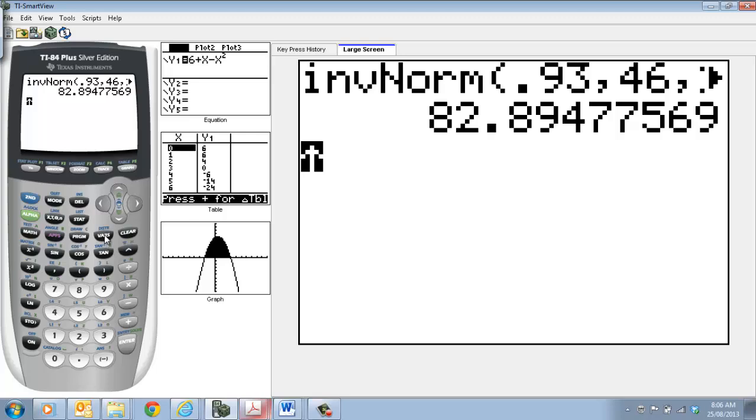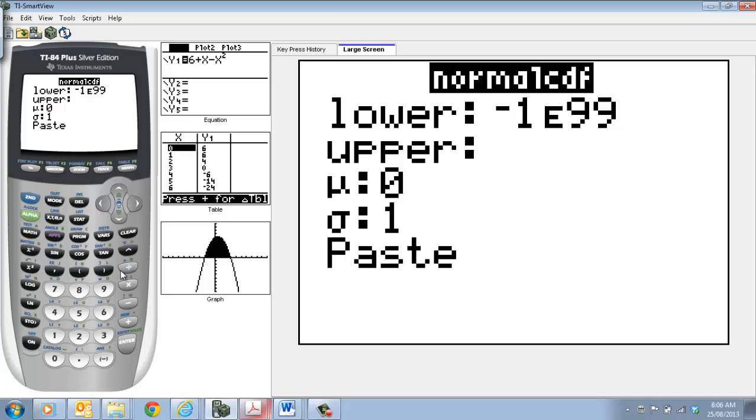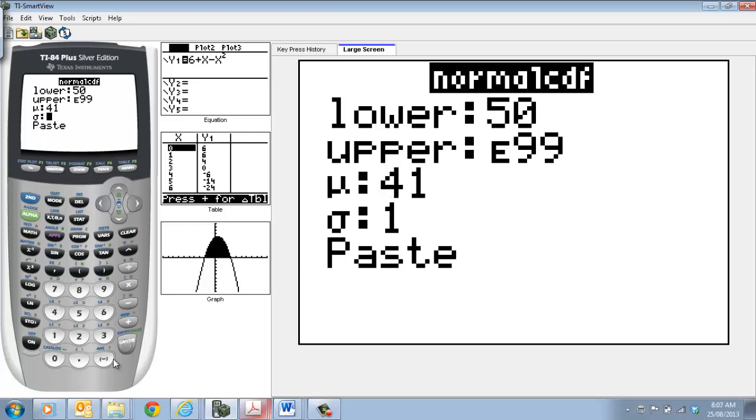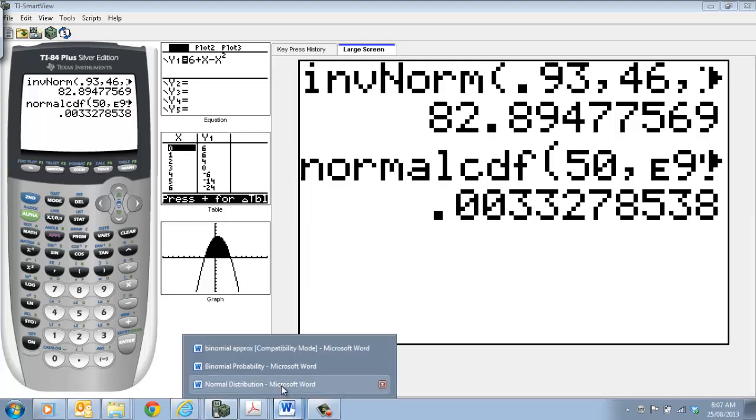So when we do that calculation, we go into our normal distribution number 2. Our lower value was 50, our upper value is e to the 99. Our mean value is 41, and our variance is the square root of 11. So you put it straight in there like that to the calculator, and then you can get your answer of 0.03327. All right, so pretty easy sort of question to do.